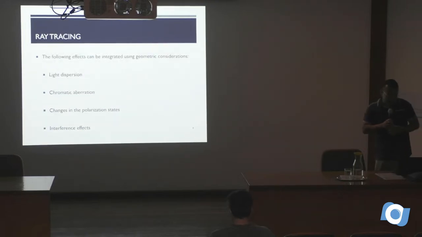Let's see. What effects can we study in a ray tracer? We can integrate many different geometric considerations, for example, dispersion, chromatic aberration, changes in polarization states, interference effects. We can have rough surfaces. We can have many, many configurations which we can change, modify, and alter in order to study, like I said, the behavior of the light passing through that optical element, right?